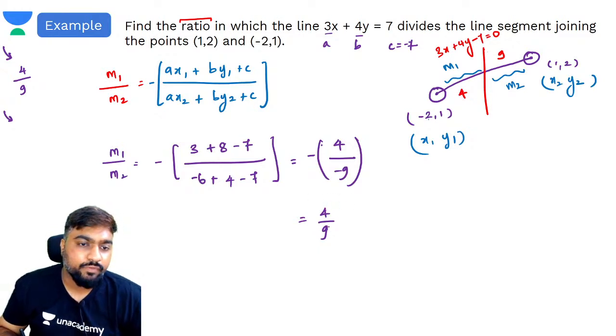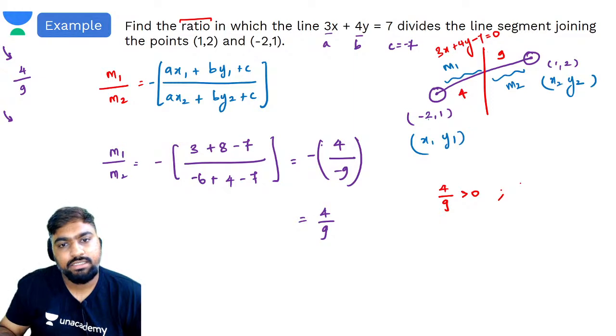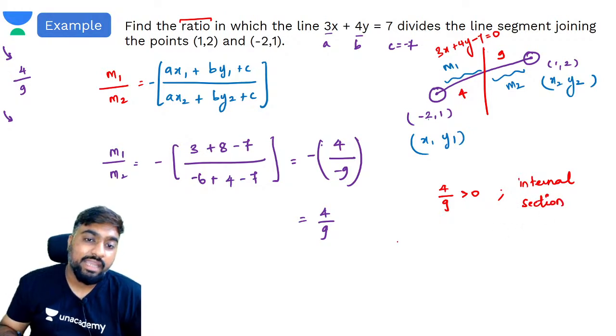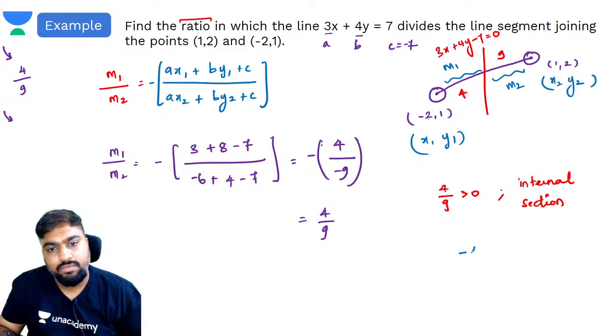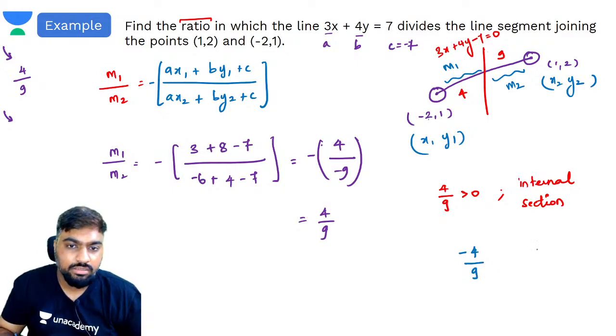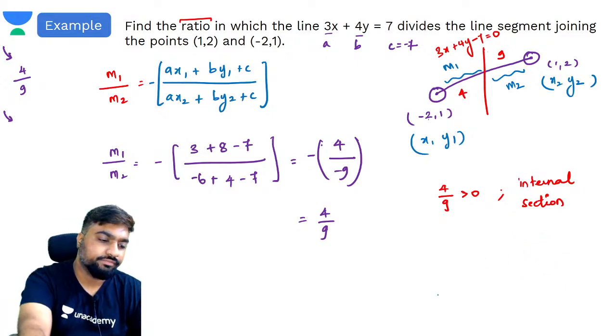Understood? And since the ratio 4:9 is positive, that means it is internal section. If it were negative, you would have to balance it out. For example, if our answer had been -4 by 9, the actual ratio would have become 9 minus 4, so 5 by 9. Understood? It would become 5 by 9. So, done.